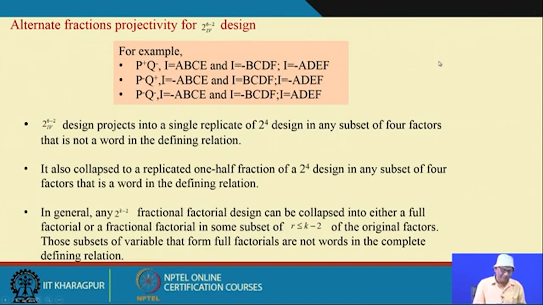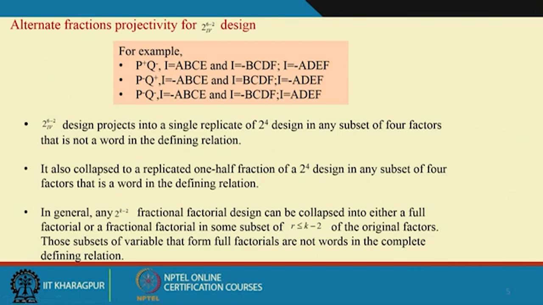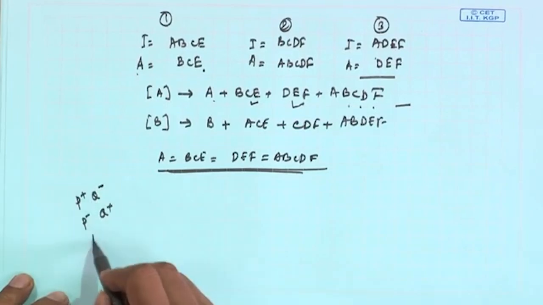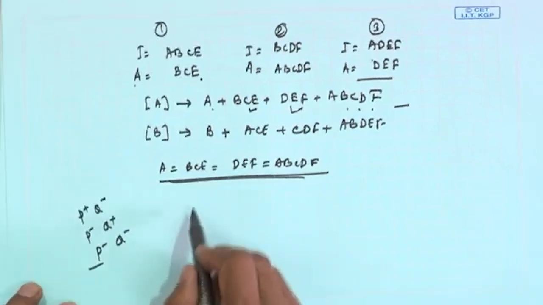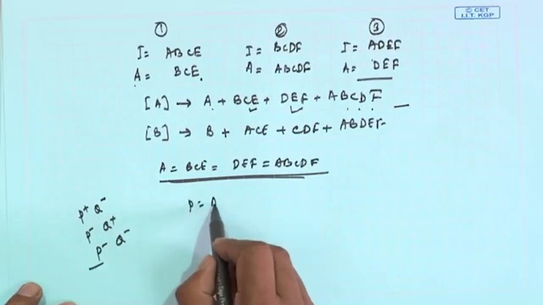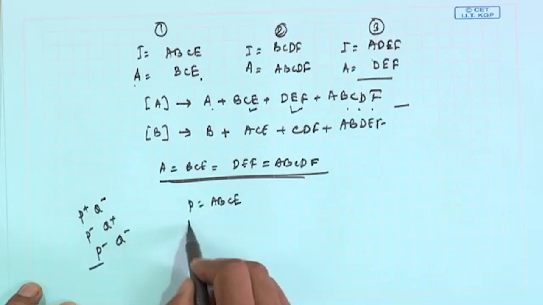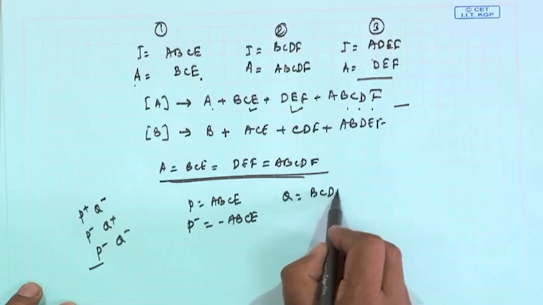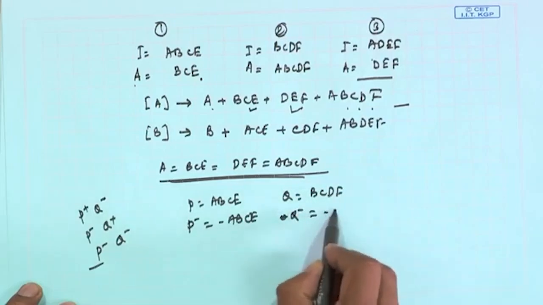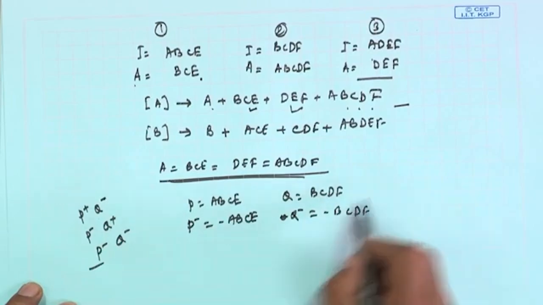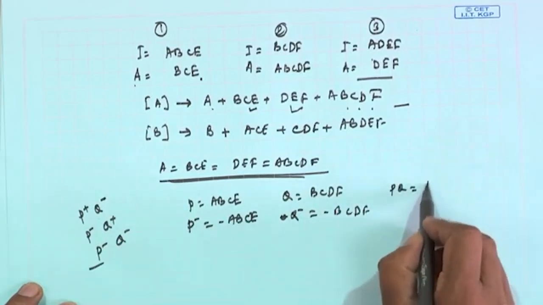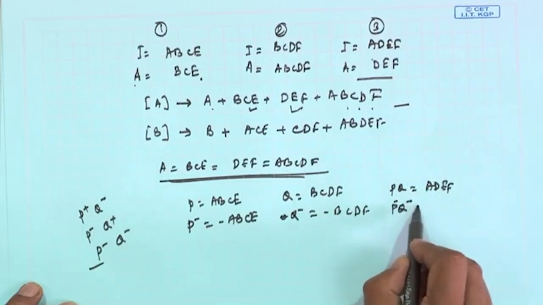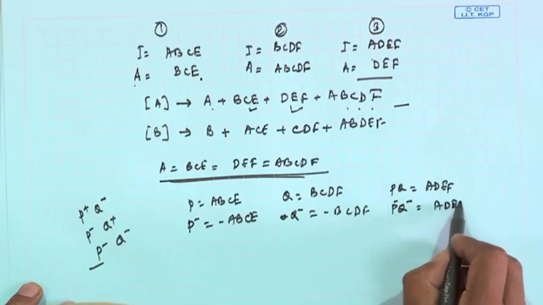So far we have discussed the principal fraction, but I said there are three more: P plus Q plus, P plus Q minus, P minus Q plus, and P minus Q minus. If P equal to ABCE, then P minus will be minus ABCE. If Q is BCDF, then Q minus will be minus BCDF. And obviously, if PQ is ADEF, then P minus Q minus will also be ADEF.